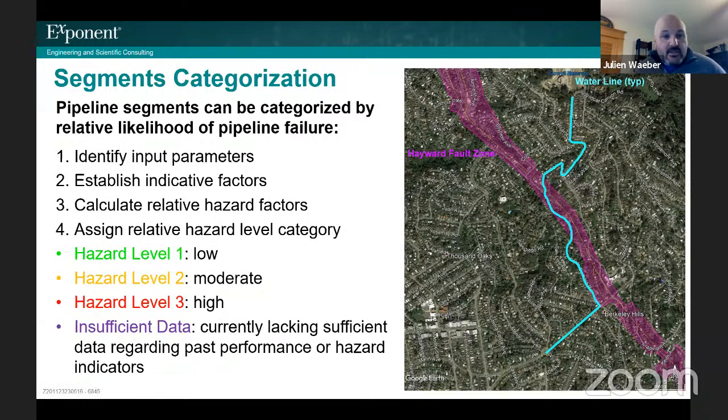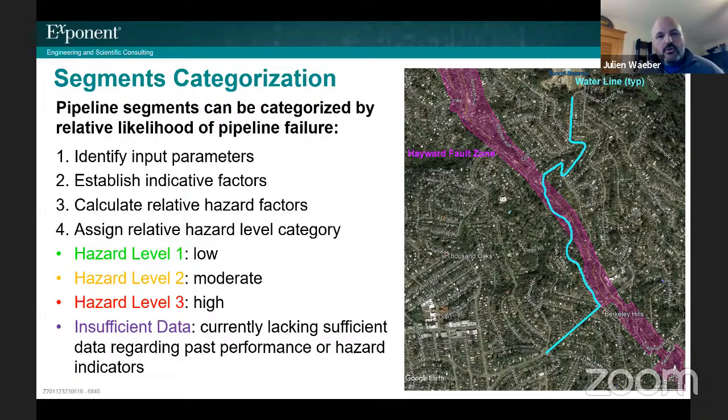So you would identify, as I mentioned earlier, input parameters. And based on those input parameters, you might establish what I'm calling indicative factors. Those are each of the different parts of your system that need to factor into the understanding of the relative likelihood of failure. And based on those indicative factors, you can calculate what I call a relative hazard factor, which is simply a weighted function of the indicative factors.